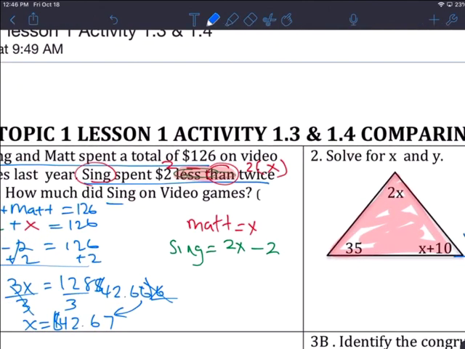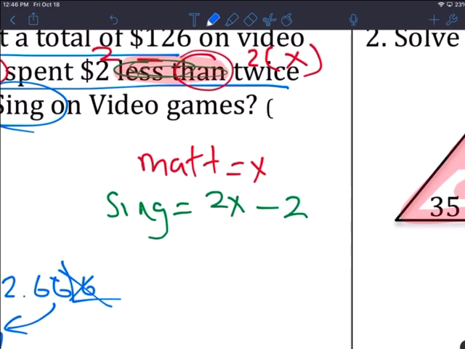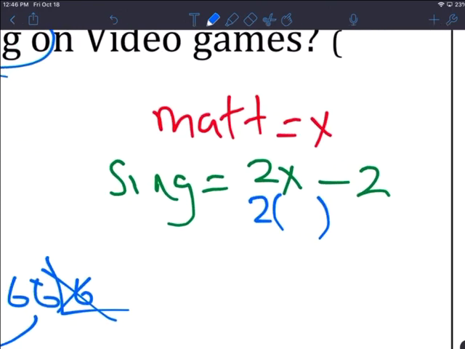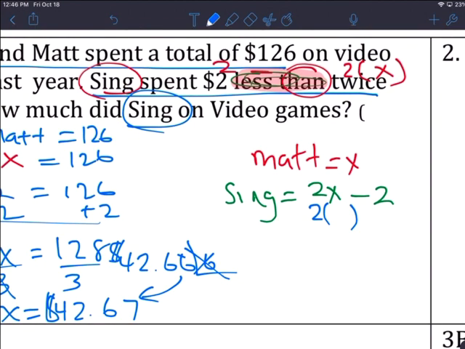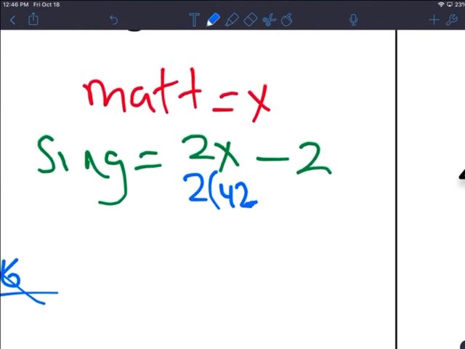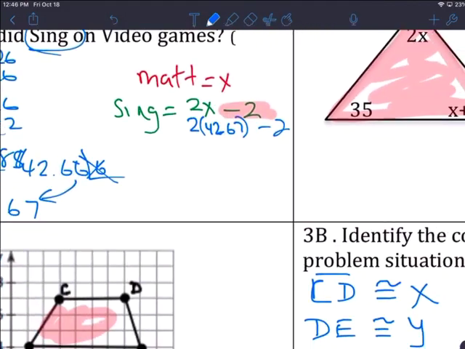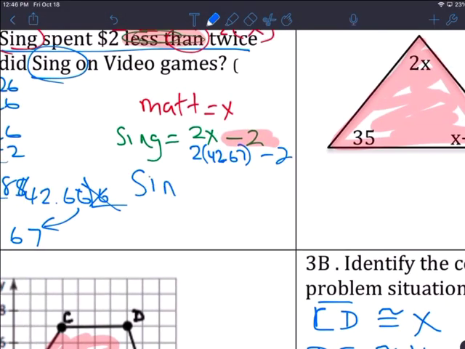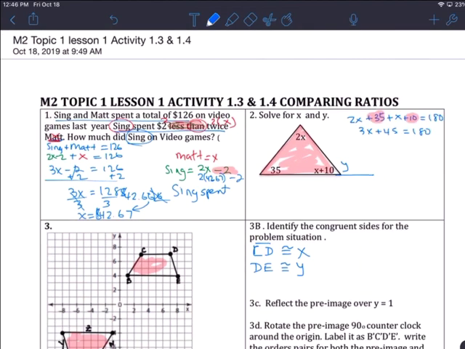Okay, but they want to know how much did Sing spend. Sing is twice that, 2 times the $42.67, minus the $2, and then you get what Sing spent. Okay, so Sing spent. You tell me how much he spent.